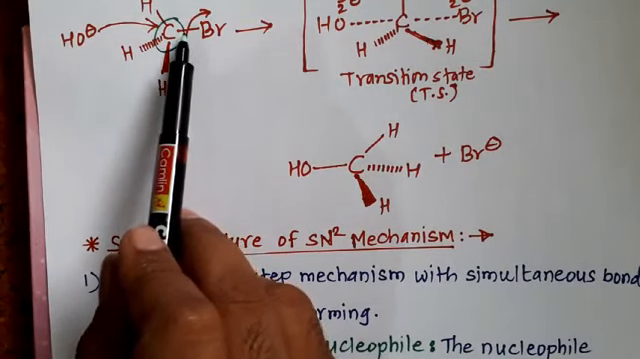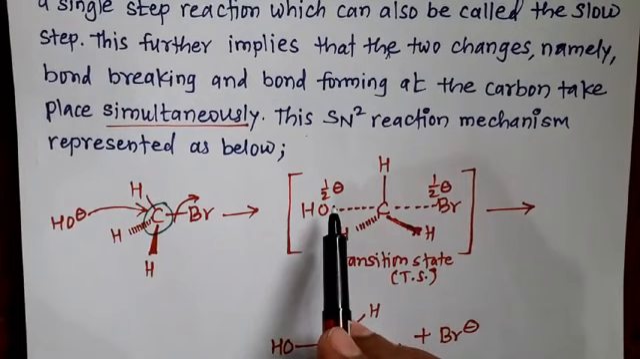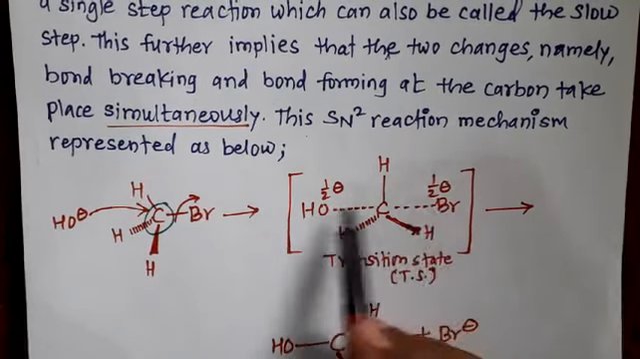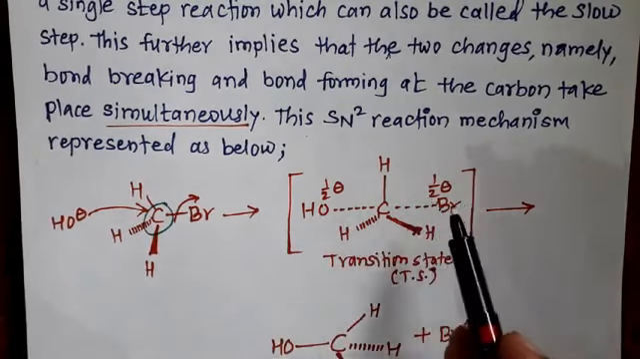Now in the transition state, nucleophile and leaving group are bonded to carbon atom with partial bonds. Here these partial bonds are denoted by dotted lines and they have a half partial negative charge. It indicates that this OH minus bond is newly forming and this carbon Br bond is newly breaking.